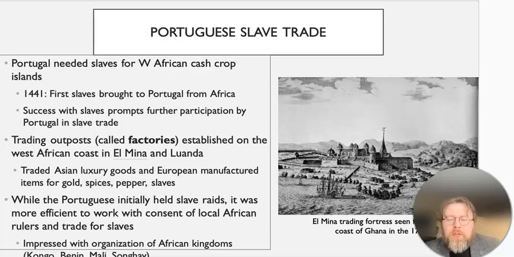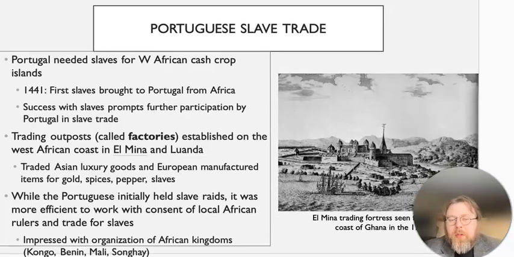So with these trading posts, there's a trade in Asian luxury goods and European manufactured items for gold, spices, pepper, and slaves. Now, at first, the Portuguese did sort of come in and raid large sections of West Africa. But the Portuguese, both because of their small numbers and because they feared going into the uncharted African interior, found that it was much more convenient to work with local African rulers and negotiate with them directly for slaves.